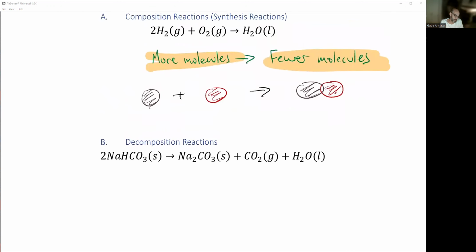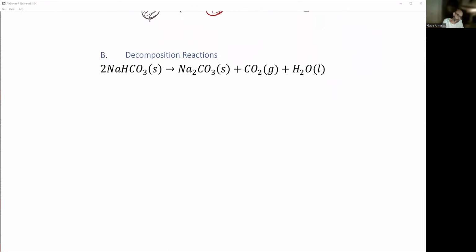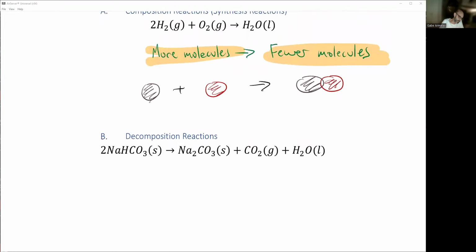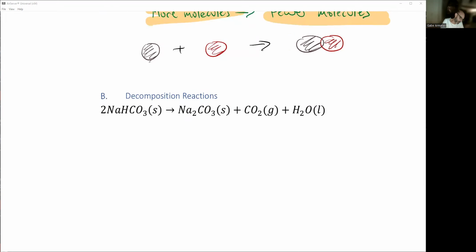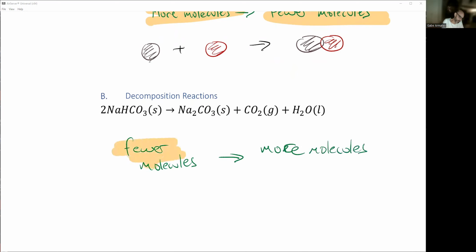A decomposition is exactly as it sounds. You start with typically one compound and you go to more compounds. It decomposes into its component parts. So again, in this case, we are going from fewer compounds or fewer molecules to more molecules. I say molecules or compounds, they aren't mutually exclusive. Compounds is typically referring to ionic things. And anytime I say molecule, I'm referring to covalent.